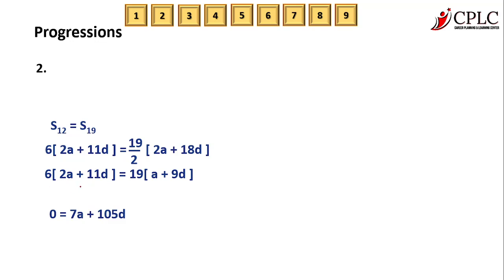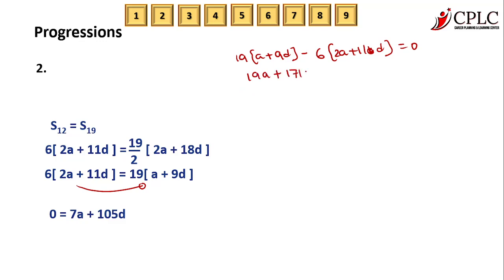So first of all, what I will do is I'll take this on this side, so it becomes minus. So we get 19 times a plus 9d minus 6 times 2a plus 11d is equal to 0. So 19 into a is 19a, 19 nines are 171d, 6 twos are 12a, 6 elevens are 66d is equal to 0.